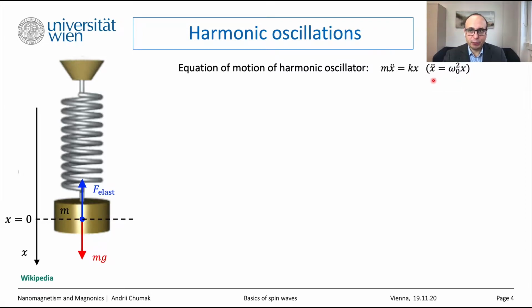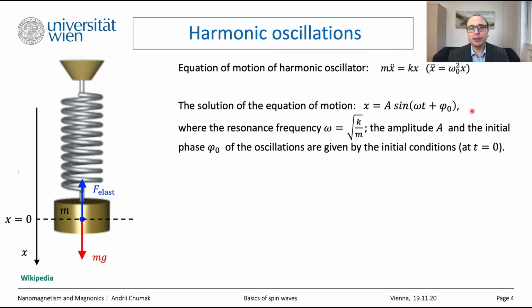Pretty often it's rewritten in more general form when m is moved to this side, and here it's replaced with omega 0 squared. Of course, now we need to solve this equation, and for this we use a solution in such a form when we put a sine or cosine of omega t plus phi 0. If you put such a solution into the equation, then with the simplest mathematics, you can immediately show that the resonance frequency here is equal to square root of k over m.